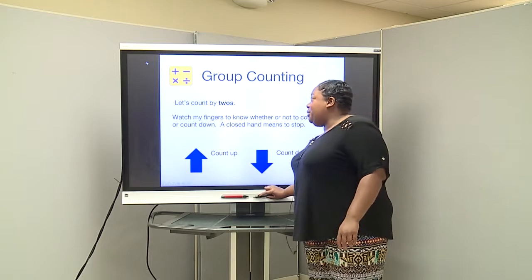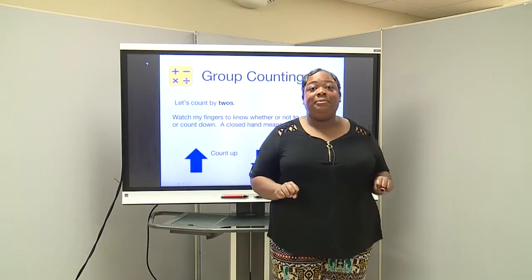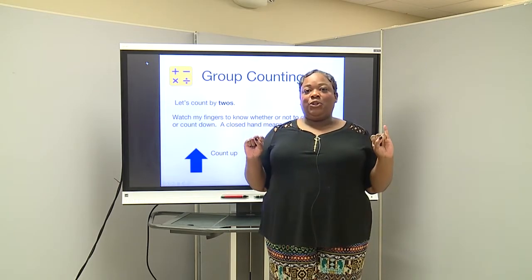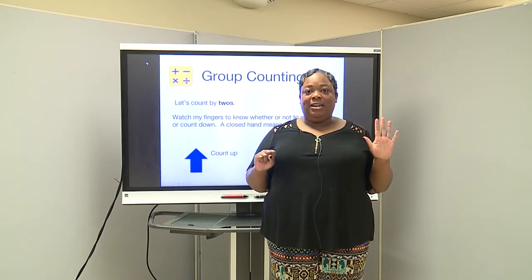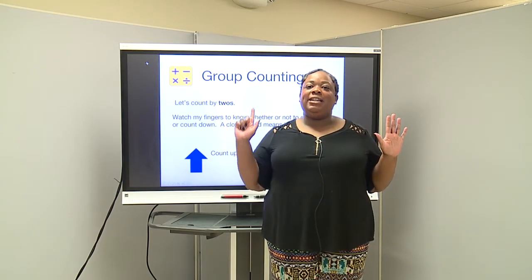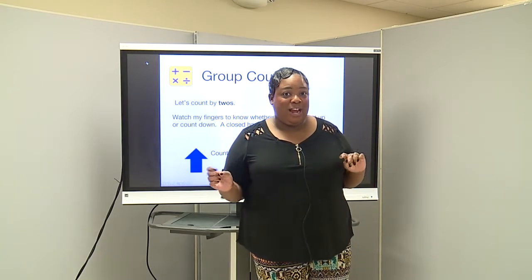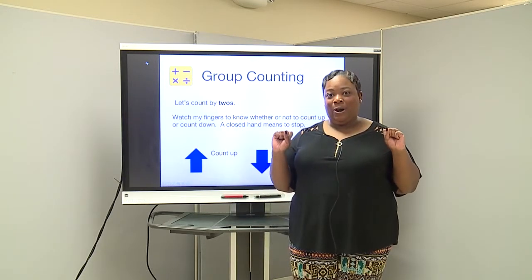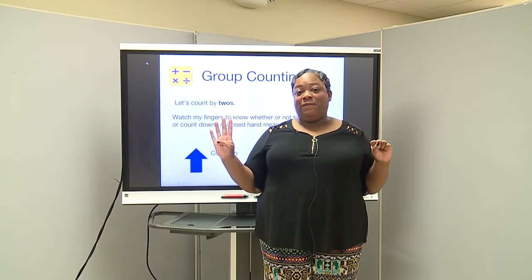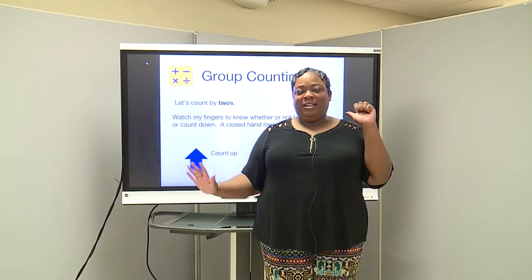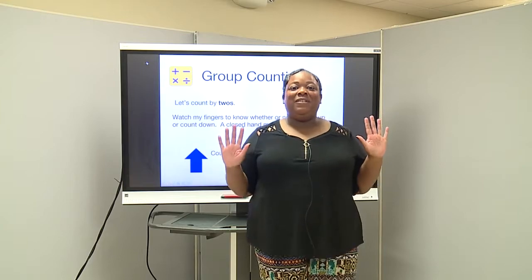The first thing I want to do is some group counting. Let's count by twos, you guys, and let's use our fingers to track it. Are you ready? Let's go. 2, 4, 6, 8, 10, 12, 14, 16, 18, 20. Now let's use our fingers to track it backwards, all right? Really think hard. 20, 18, 16, 14, 12, 10, 8, 6, 4, 2. Very good.